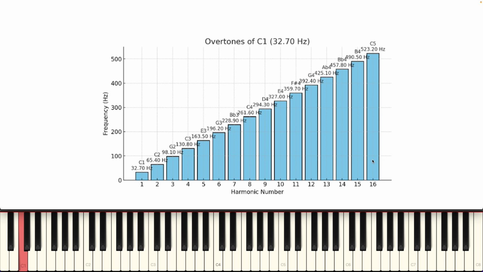There are more than 16. It goes on and on, but the level of intensity of each overtone goes down the farther you go. So the most prominent ones are the ones closer to the fundamental. When I'm playing C1, you see the overtones: C1 at 32.7 hertz, C2 at 65.4 hertz, G2, and so on, and you can see the frequencies of each one of them. Again, the ones that are closer to the fundamental are the ones that we hear the most.